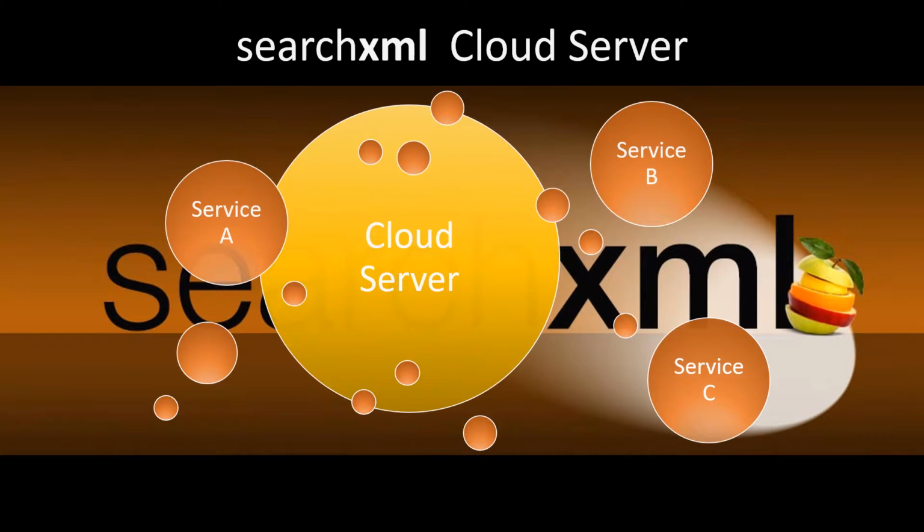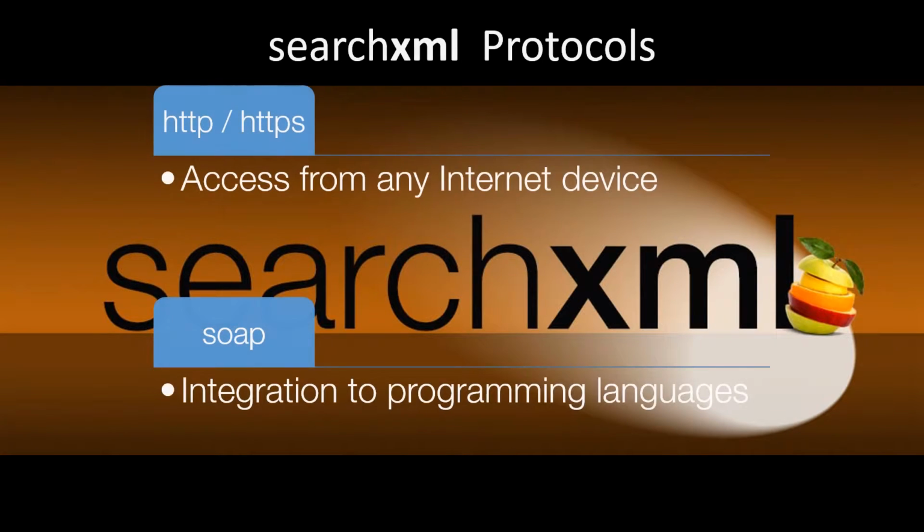The searchxml cloud server is the center of a system to which the services are attached. Each solution provides a different number and combination of services. All services can be accessed via the HTTP, HTTPS, and SOAP protocols. Communication via HTTP allows access via any device with internet access. SOAP is used to integrate searchxml functions into programs.